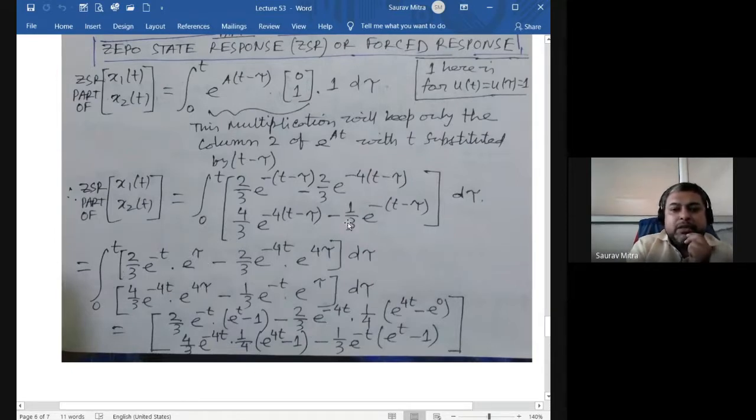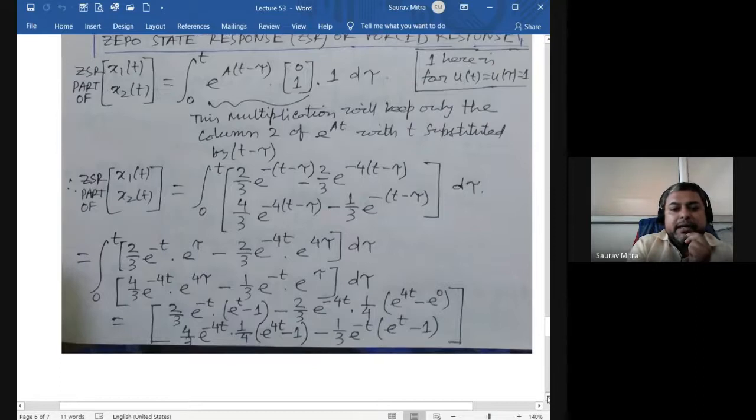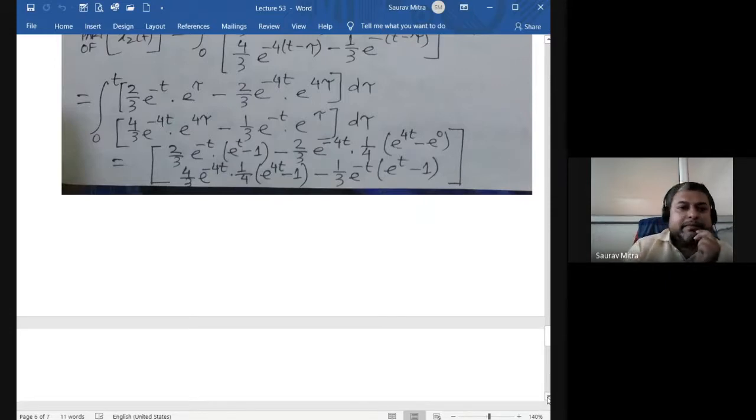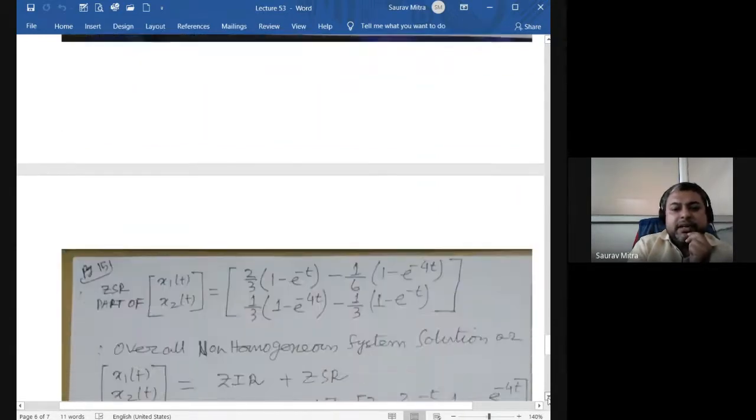And below, minus 1 by 3 e raised to minus t I have kept outside, and e raised to tau I have integrated. So if you're doing that, it is not difficult. Only thing is you can say, yes, it is time consuming, it is big. In exam, you might not attempt it, it's okay. But at least now you practice it. So if you're doing integration of e raised to tau, it becomes 1, then substitute t and 0. Likewise, all the calculations are shown here. It is not difficult, it might be big.